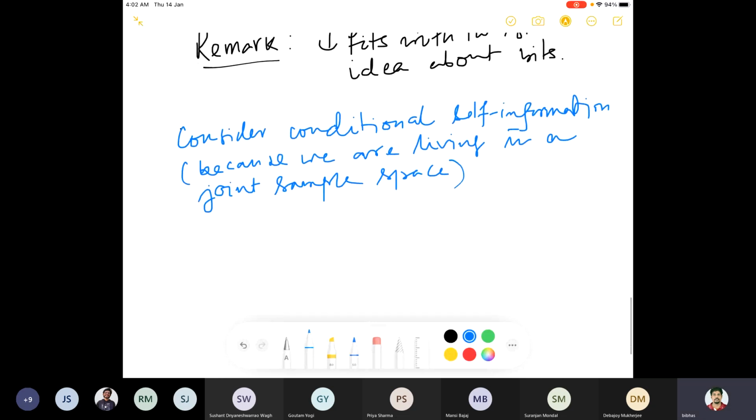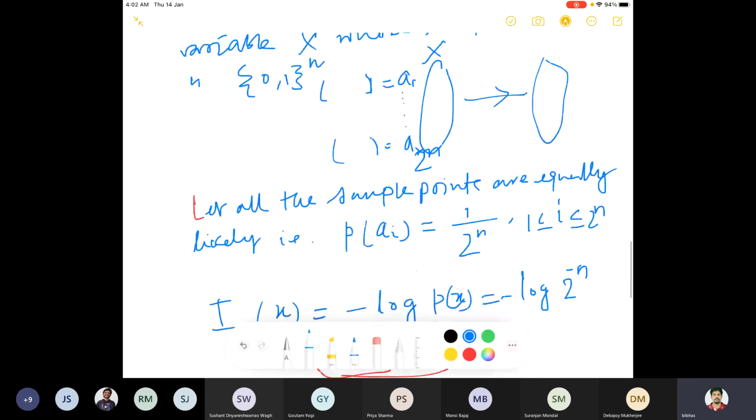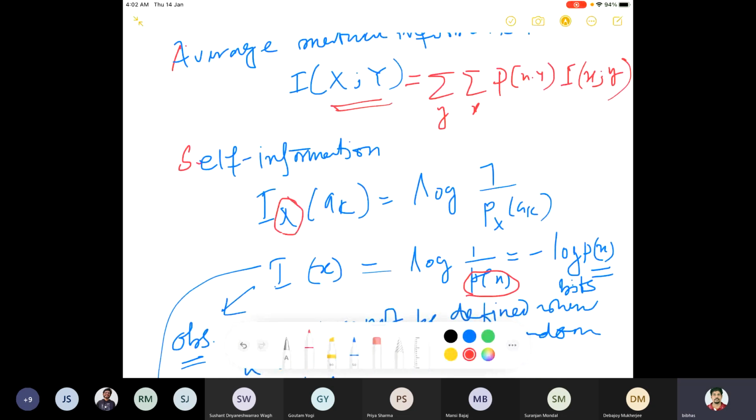Okay, so now what do we mean by conditional self information? So we define self information of an input. Now, conditional means: what is the self information of an input sample point given the occurrence of some particular output? This is what we want to define. Whenever we have a random variable x, and these are the possible sample points, then we can define self-information.